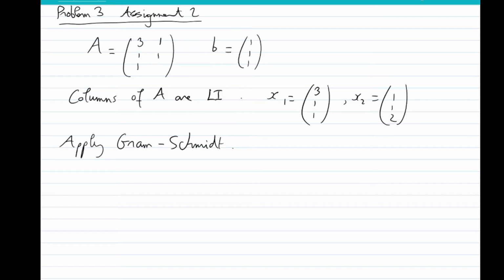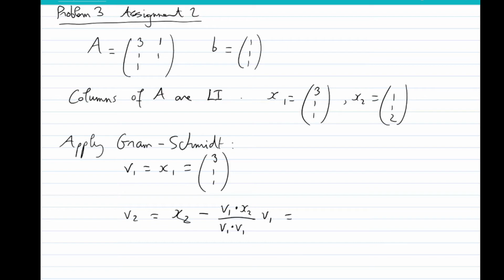Let's start out. So V1, I remind you that what we start by doing is just taking X1. That's 3, 1, 1. V2, I then project X2 onto the subspace that is spanned by X1, and I consider the component of the projection orthogonal to this. So V2 is equal to X2 minus V1 dot X2 divided by, let's write it as V1 dot V1. We could also write norm of V1 squared, times V1.